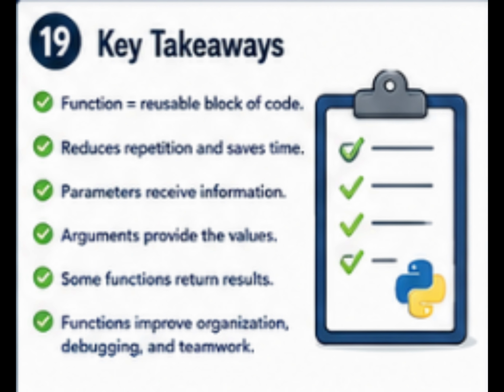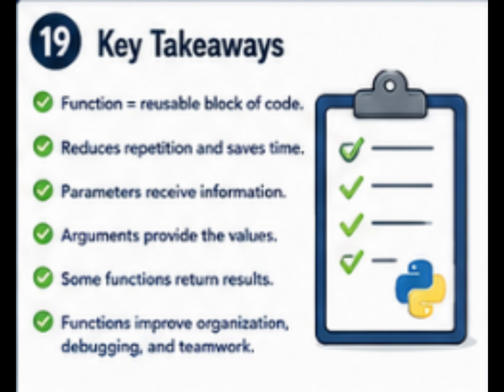Before we finish, let's review the most important ideas. A function is a reusable block of code that performs a specific task. The def keyword creates a function. Parameters receive information, while arguments are the actual values provided. The return statement sends a value back to the program.